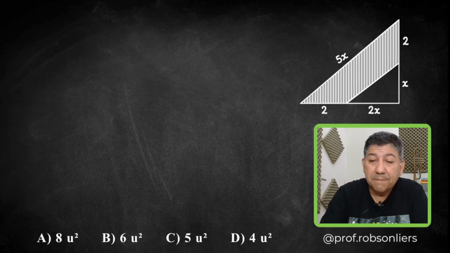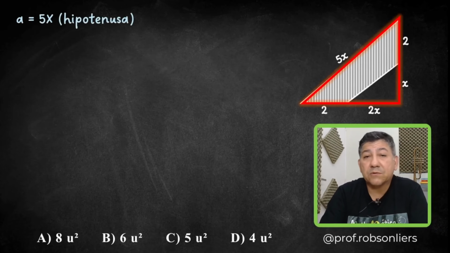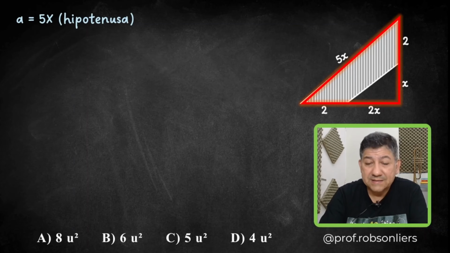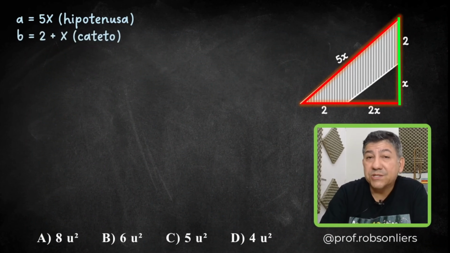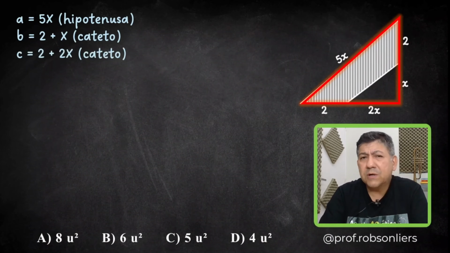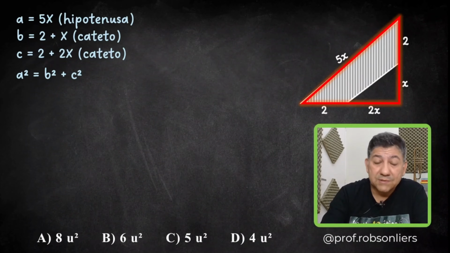Let's first look at this larger triangle, all right? Here we have the hypotenuse of the triangle, which is 5x, that's the hypotenuse, and the two legs. The leg b, which is this leg here, 2 plus x, and the leg c, which is the base of the triangle, is 2 plus 2x. The Pythagorean theorem is a squared equals b squared plus c squared, which means the square of the hypotenuse is equal to the sum of the squares of the legs.